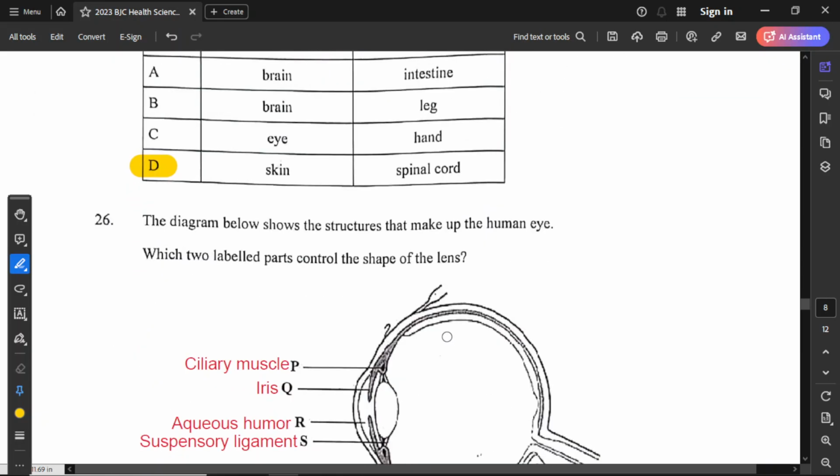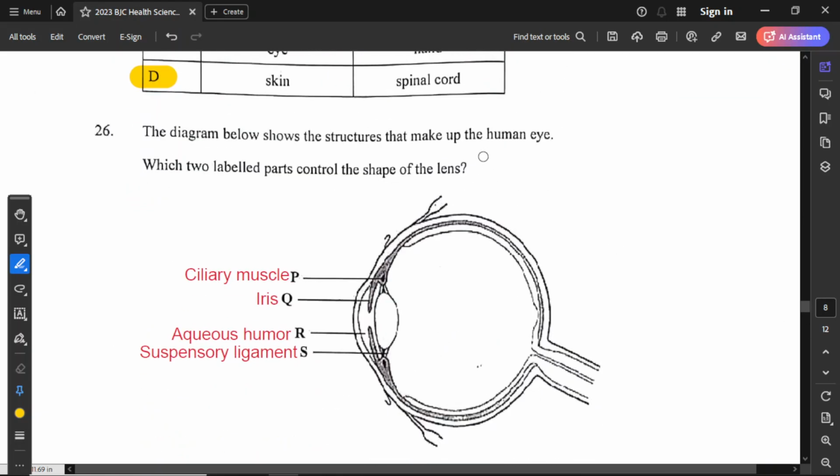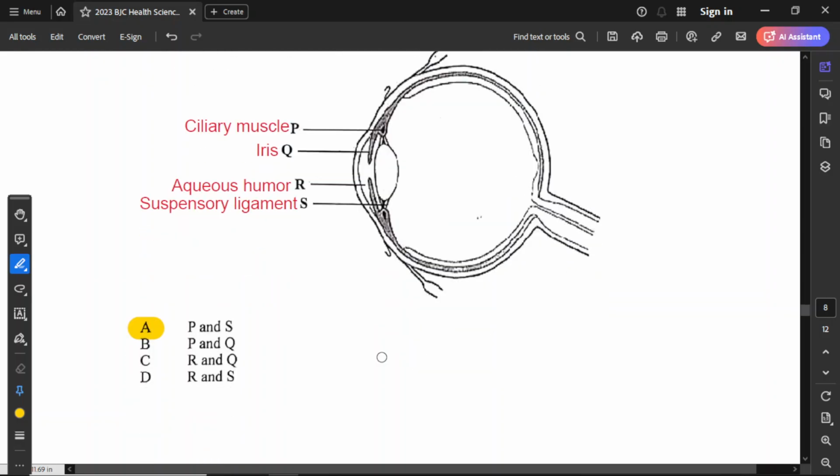All right. 26. A diagram below shows the structures that make up the human eye. Which two labeled parts control the shape of the lens? And the only two parts that control the shape of a lens are the ciliary muscle and the suspensory ligament. And so therefore P and S are the correct options. And so A is correct.